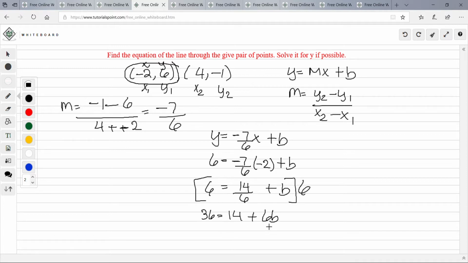Our goal is to solve for b, so I'm going to subtract 14 from both sides. So 36 minus 14 is 22. And then this cancels, so you're left with 6b. So I'm going to divide both sides by 6. So our b is 22 over 6.